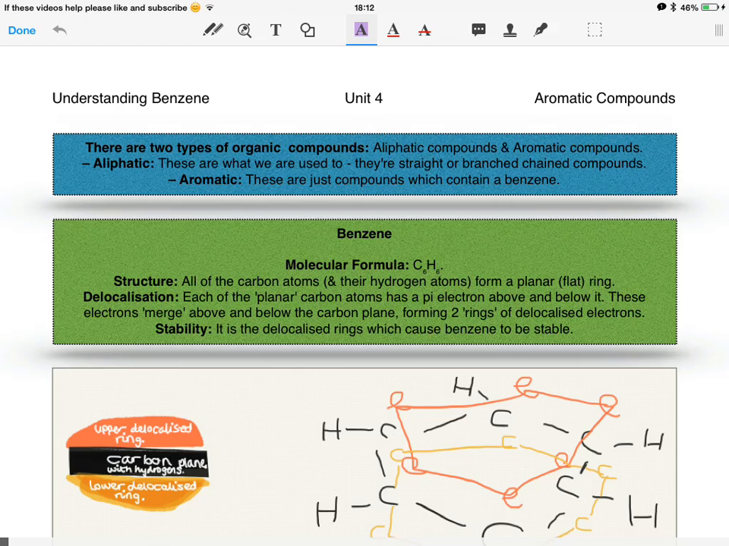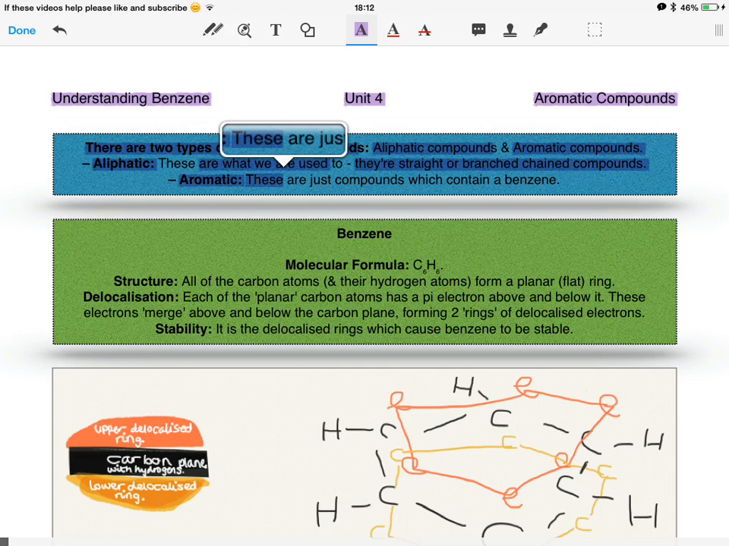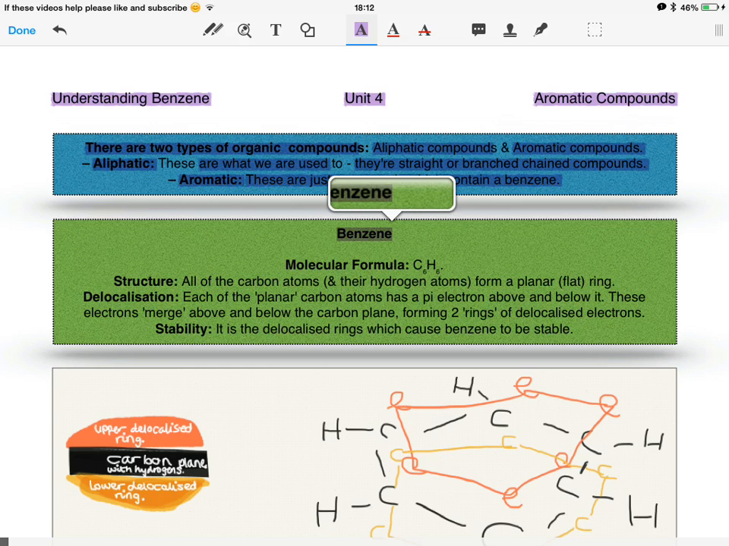This video is going to be on the aromatic compounds for the Unit 4 specification, and I'm going to start with understanding benzene. So there are two types of organic compounds, aliphatic compounds and aromatic compounds. Aliphatic compounds are what we're used to by now, and these are just straight or branched chained compounds. Aromatic, on the other hand, well, these are just compounds which contain a benzene. So what is a benzene?